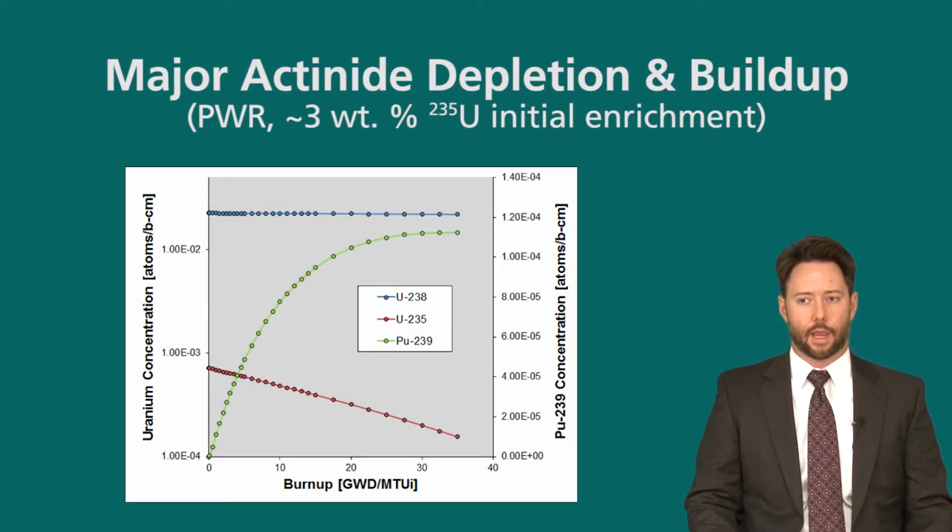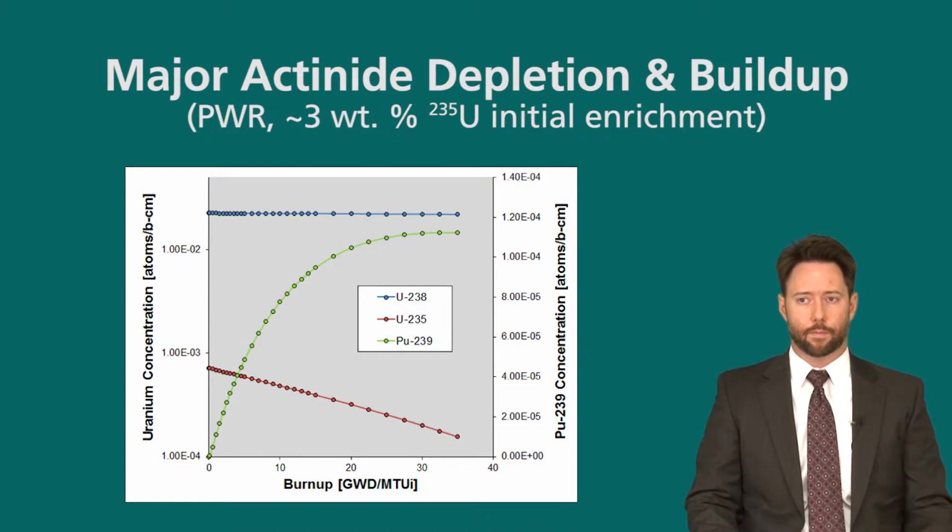So if we take a look at the major actinide content, the depletion and buildup of uranium, both 235 and 238, and plutonium-239. In this figure, we have burnup on the horizontal axis, and on the left vertical axis we have the uranium content, and that's on a logarithmic scale. We also have the plutonium-239 content on the right vertical axis, and that's in a regular non-logarithmic scale.